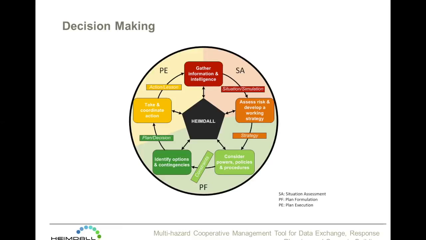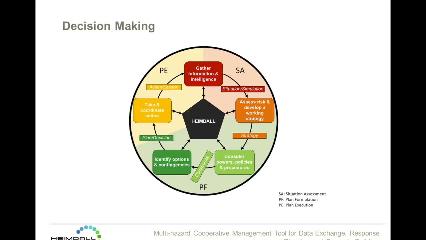So the gathering of information and intelligence results in a situation or a simulation in this case. Afterwards, we assess the risk and develop a working strategy, which results in a strategy in general. As a next step, end users consider the powers, policies, and procedures, and with this, they get some constraints. Afterwards, they identify their options and contingencies and have a plan or a decision. As the last step, they take and coordinate an action, which results in an action or in a lesson.